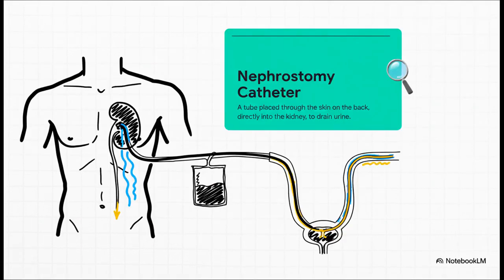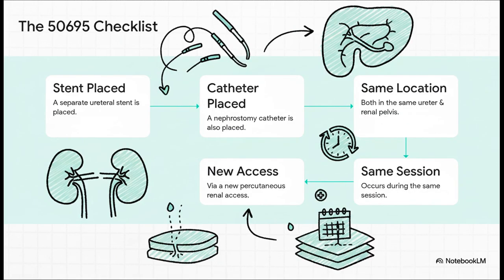Before we get ahead of ourselves, let's make sure we're all on the same page. That separate drainage catheter has a name. It's a nephrostomy catheter. So, what is it? It's just a tube that goes straight from the skin on the back into the kidney so urine can drain out. So you have a stent draining inside and this catheter draining outside. Now, CPT is super helpful here. It gives us a very clear, very specific checklist for this 2-for-1 deal.